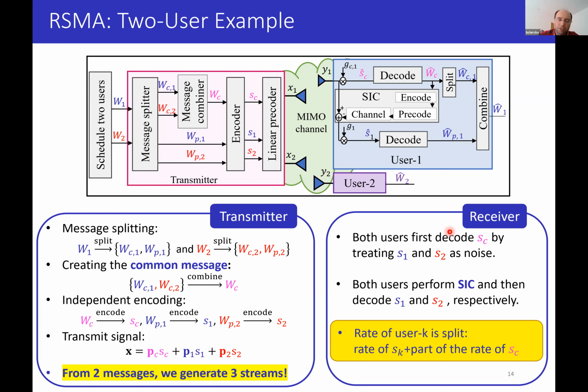Right, so why is this called rate splitting? It is because we have this message split, and because the rate of a given user has been split into two parts. So what is the rate of user k? It is the rate of its private part, Sk, plus part of the rate of the common stream. The rate of user 1 will be part of the rate of the common stream, because part of this common stream carries WC1, which is intended for user 1, and the rate of the private stream S1, because that carries the private part. So this is where the rate splitting comes in. So how does that relate to SDMA and NOMA?